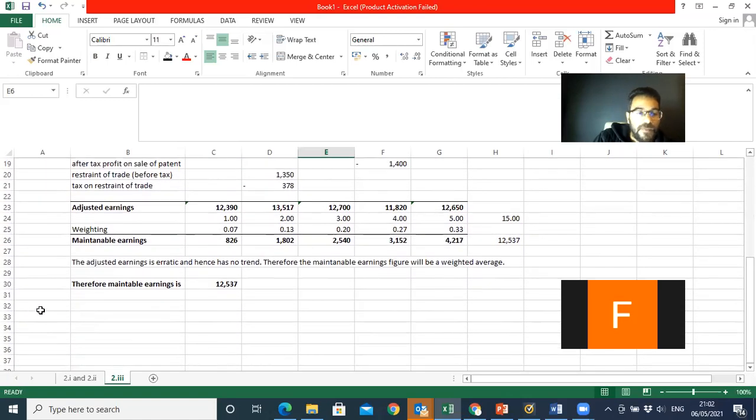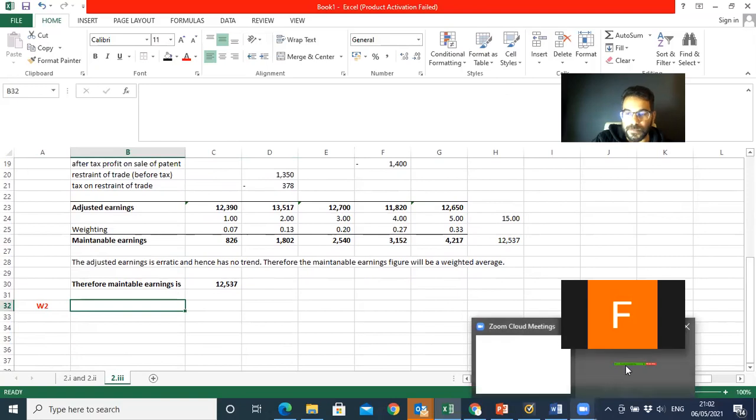They never gave us a PE multiple. They gave us an earnings yield. The earnings yield is an inverse of a PE multiple. So therefore, we can convert the earnings yield into the PE multiple.